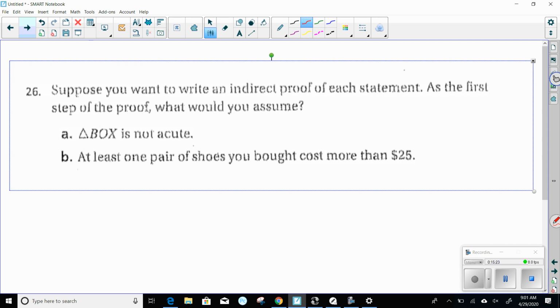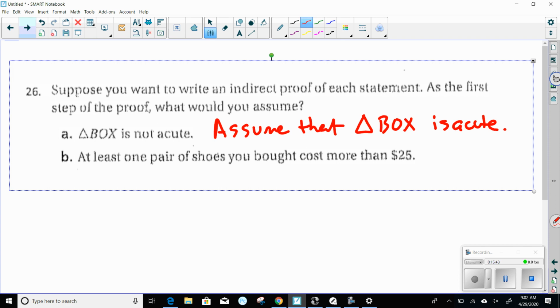So A says triangle BOX is not a cube. So if you're going to write an indirect proof, you start out by saying assume that, and it has to be the opposite of what's right there. So you say triangle BOX is a cube. Okay, and that's all I'm going to ask you to do on the test. Now, if we were writing the proof, you would go on, you would reason logically from there until you came up with a contradiction. And once you show that triangle BOX could not be a cube, that means you prove that A is true. Okay, B says at least one pair of shoes you brought costs more than $25.